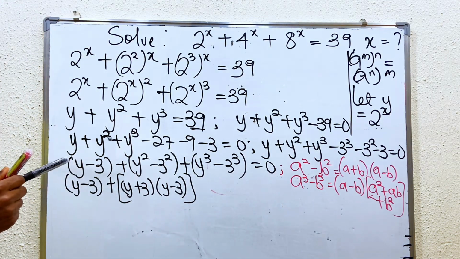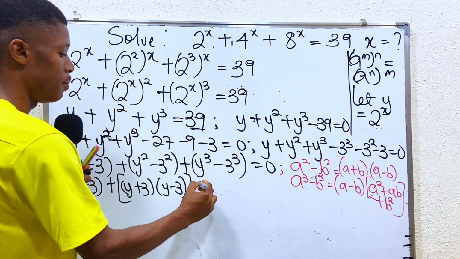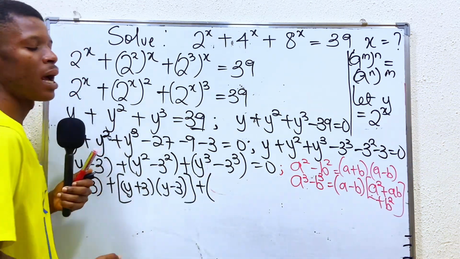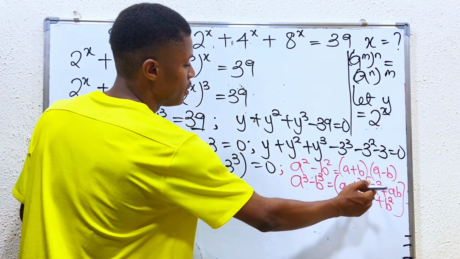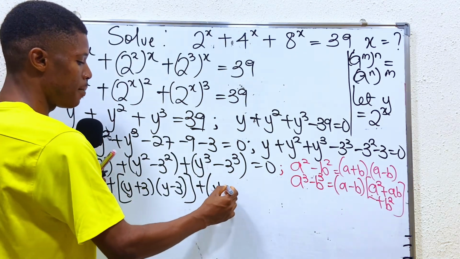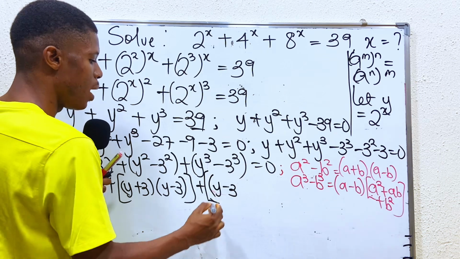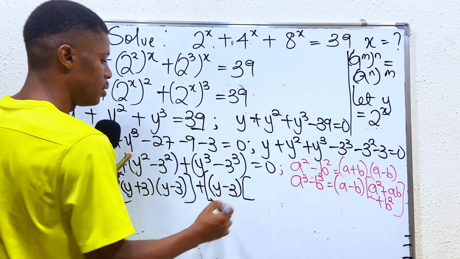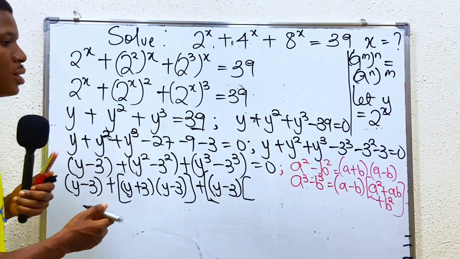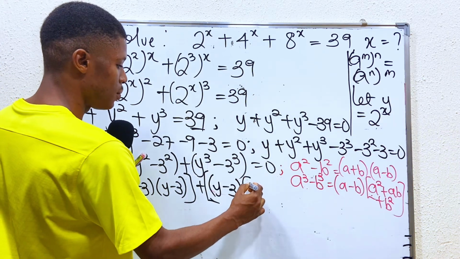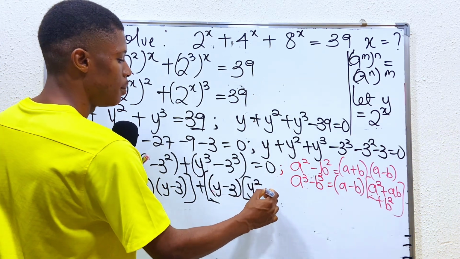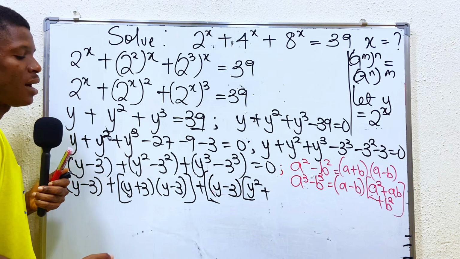Then for the second one, we have it to be plus, we have the next one which is y minus 3. We have it as y minus 3 into already existing bracket, which is y is now the first term, which is y squared plus, what do we have next?